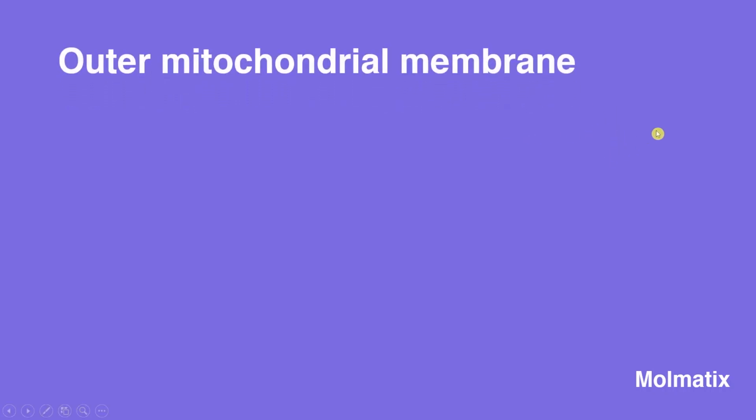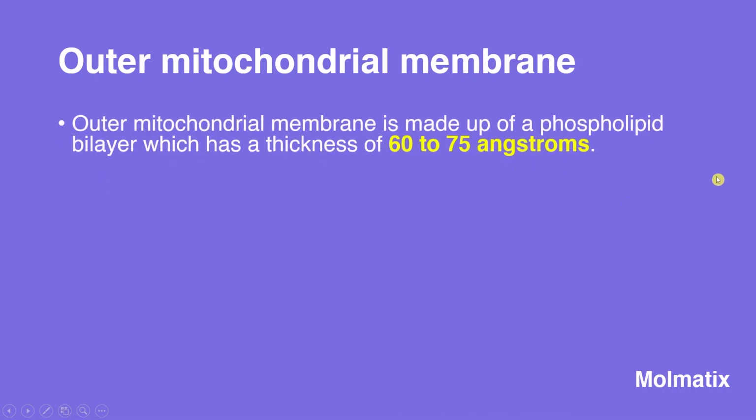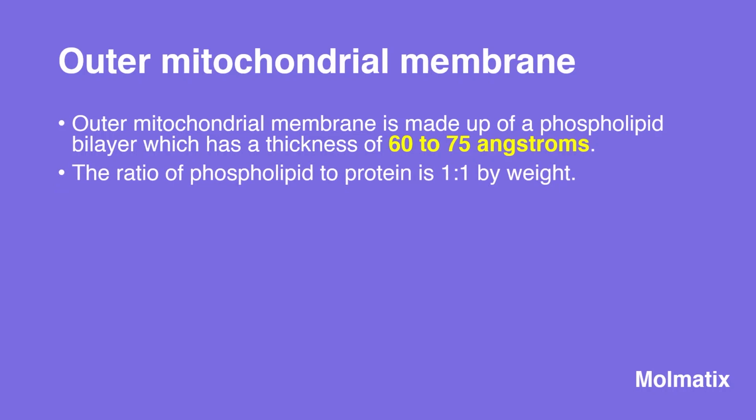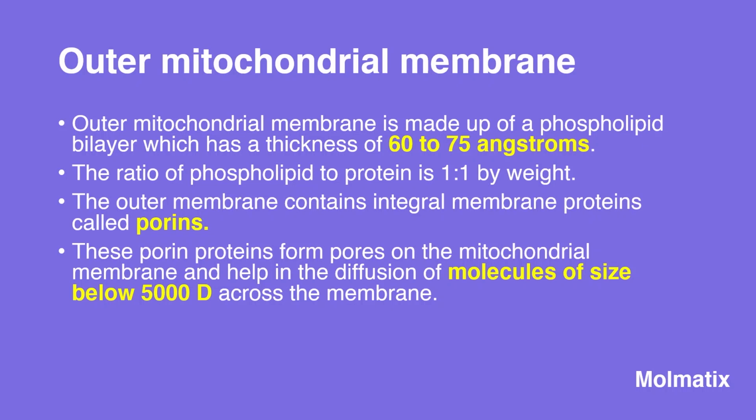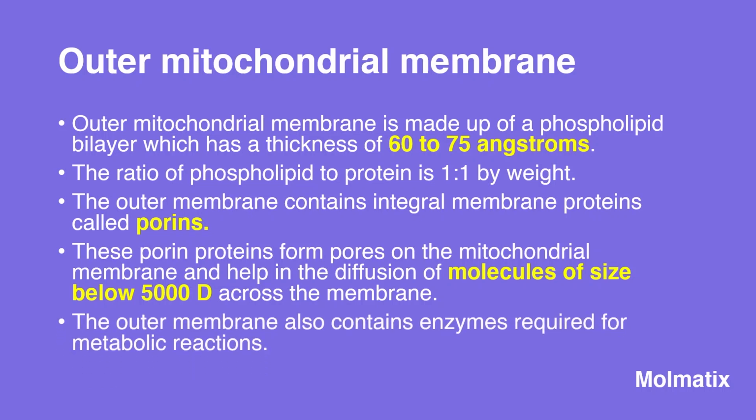Outer mitochondrial membrane. The outer mitochondrial membrane is made up of a phospholipid bilayer, which has a thickness of 60 to 75 angstroms. The ratio of phospholipid to protein is 1:1 by weight, and the outer membrane contains integral membrane proteins called porins. These porin proteins form pores on the mitochondrial membrane and help in diffusion of molecules of size below 5000 Dalton across the membrane. The outer membrane also contains enzymes required for metabolic reactions.